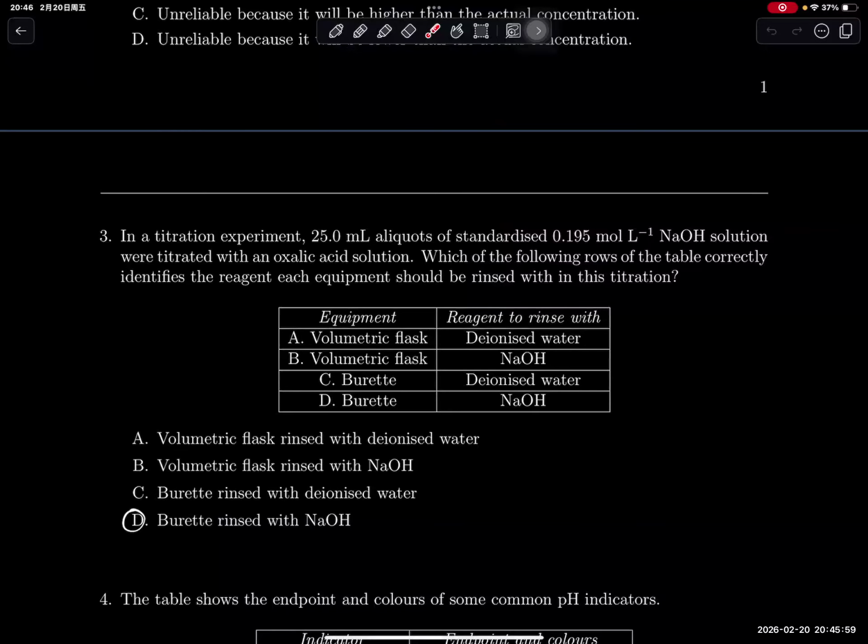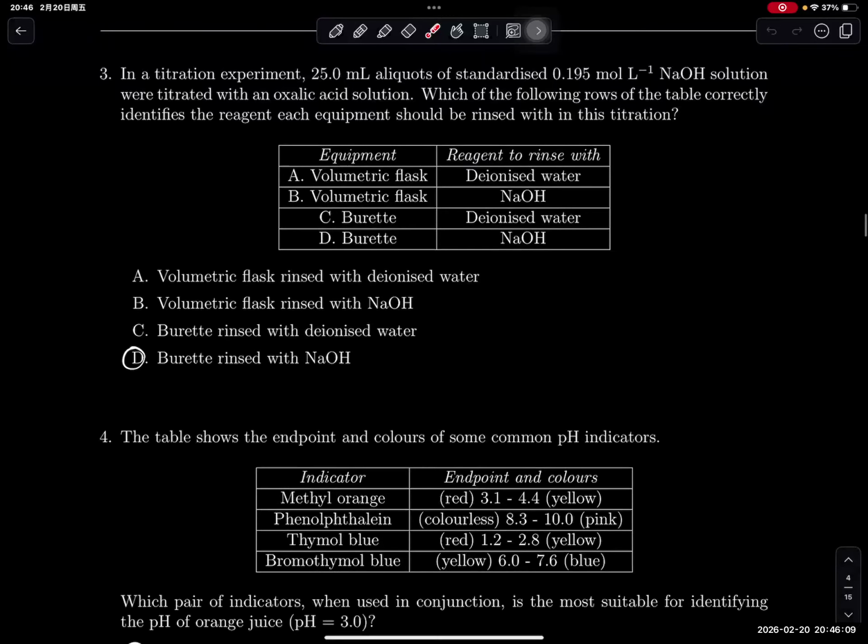Question 3, it's rinsing technique. All right, so for burettes or pipettes, you need to rinse it with whatever solution you placed in. So D is the right answer for it.